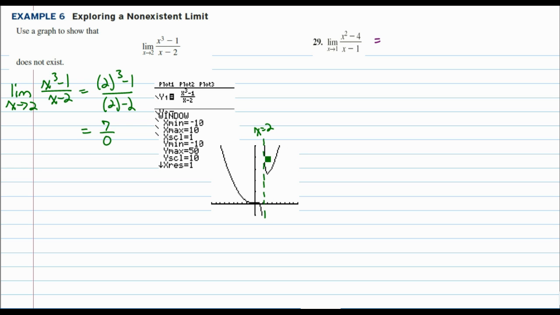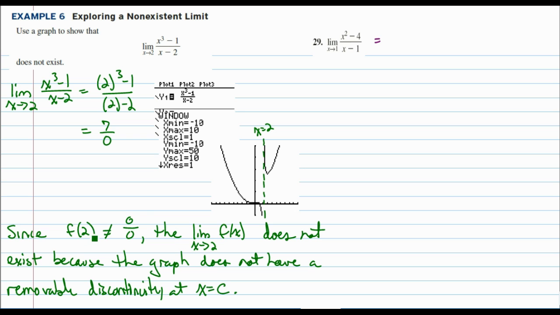From one direction, the function approaches positive infinity. From the other direction, from the left, it approaches negative infinity. So we don't have a specific y value that the function is getting closer and closer to. You might say something like, since when I plug in 2 to the function I don't get 0 over 0, the limit as x approaches 2 of f of x does not exist, because the graph does not have a removable discontinuity at x equals c, and our specific c value is 2. It has an infinite discontinuity.